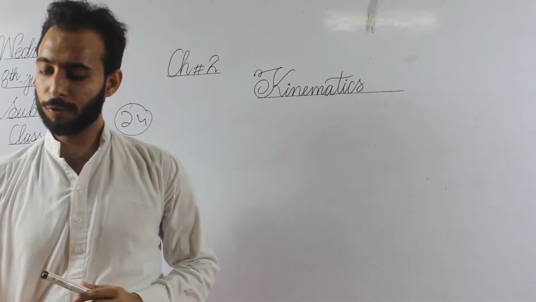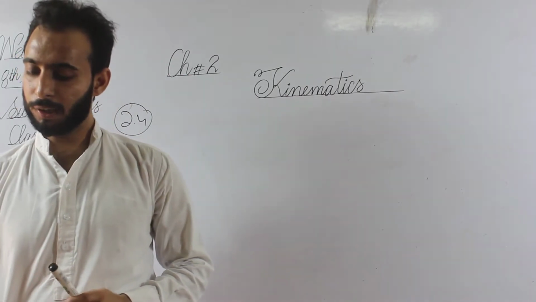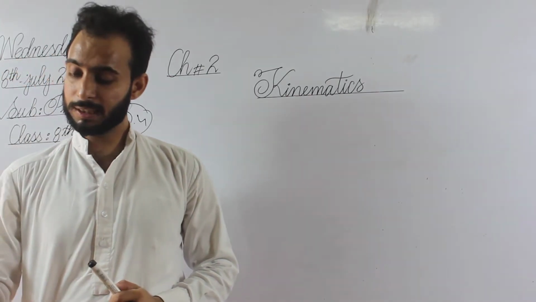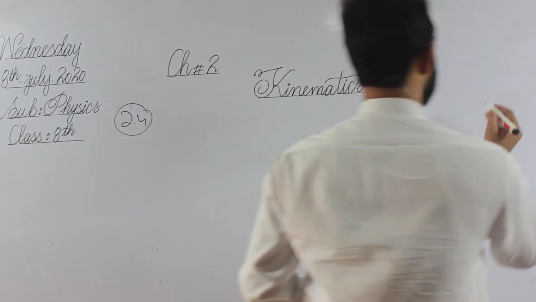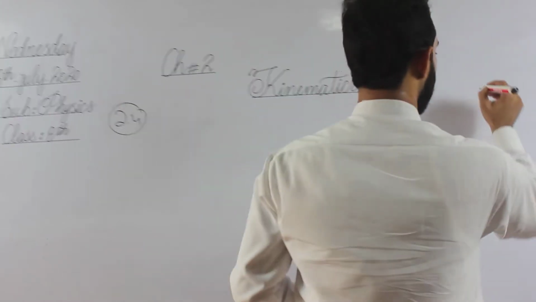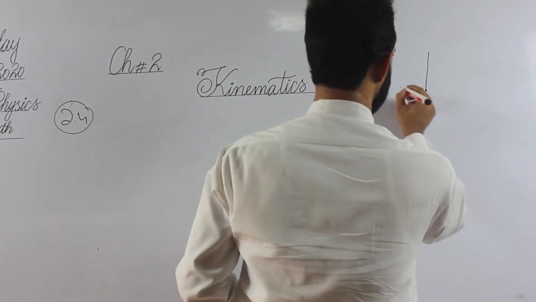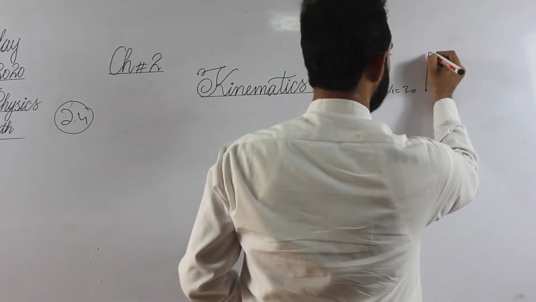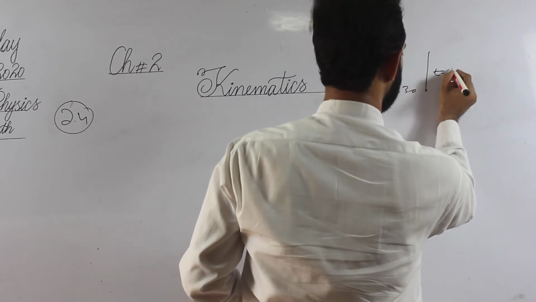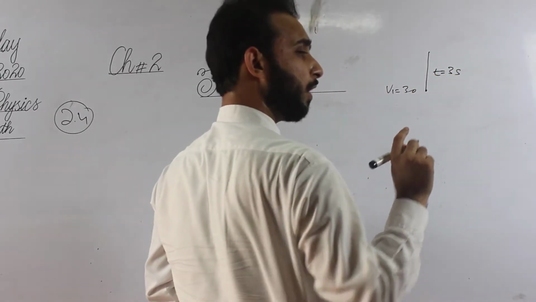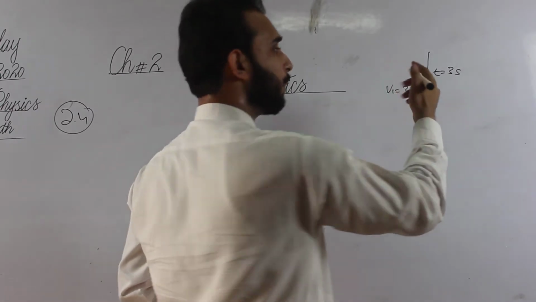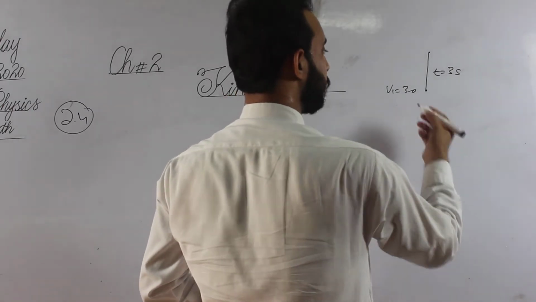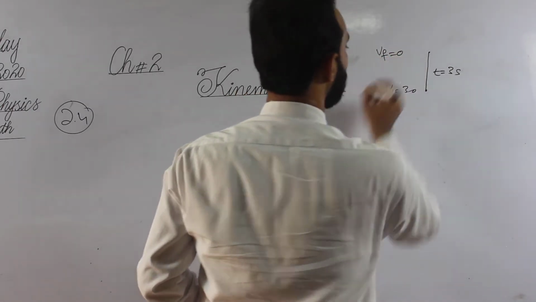In numerical 2.4, a tennis ball is hit vertically upward with a velocity of 30 meters per second. It takes 3 seconds. You can say that we throw a ball upward in the air with an initial velocity of 30 and it reaches maximum height in 3 seconds. Whenever a ball reaches maximum height, it will stop for some time.